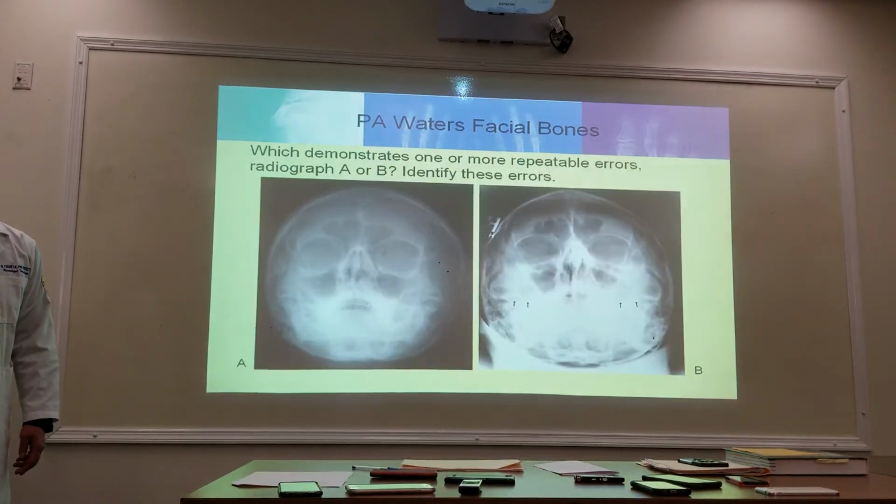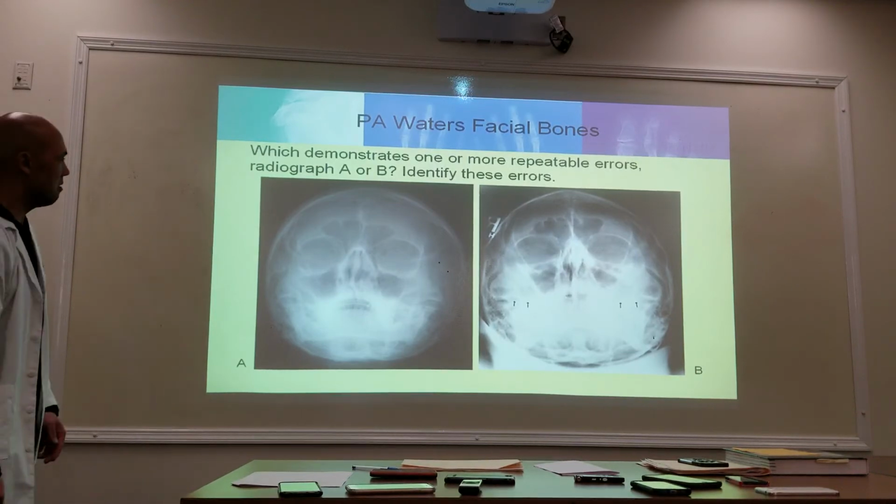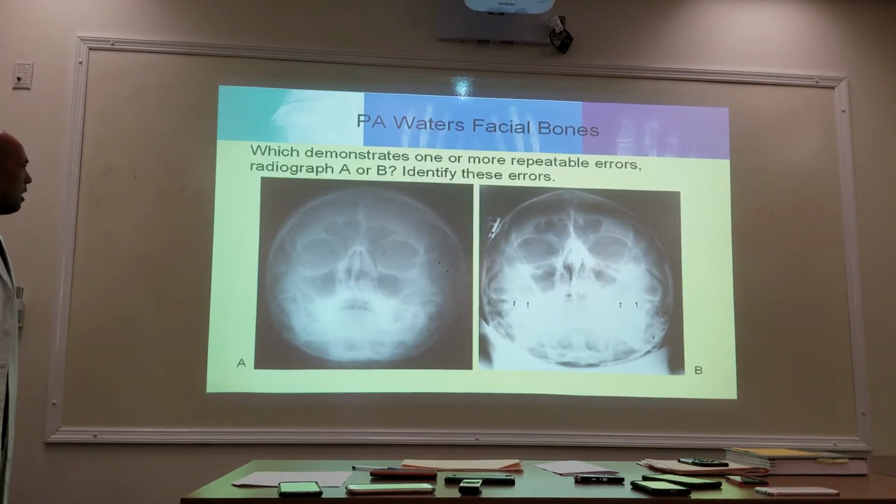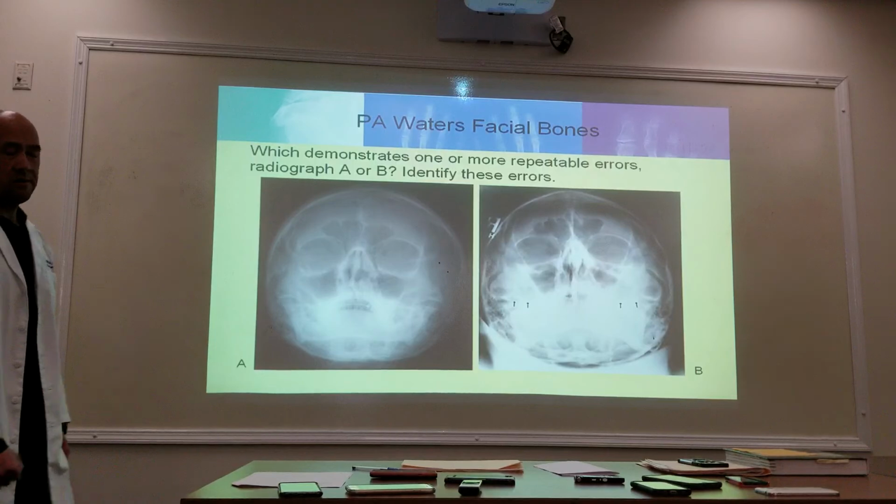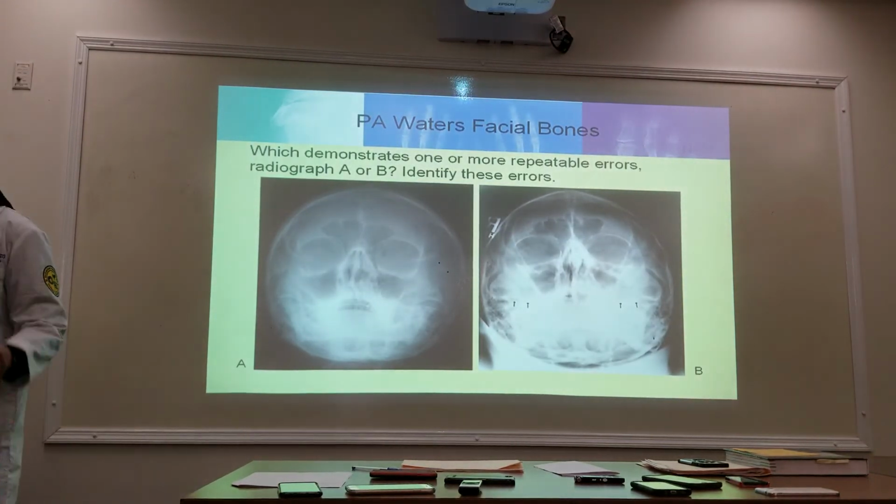All right. Which demonstrates one or more repeatable errors in radiograph A or B? What do you like better, A or B? B. We like B. Okay, why do we like B? A is rotated. Okay, so A, there was some rotation. It's not clear. Also washed out. It's kind of grayish. It should be more black and white. So it looks like they used higher kVs than they did over here.